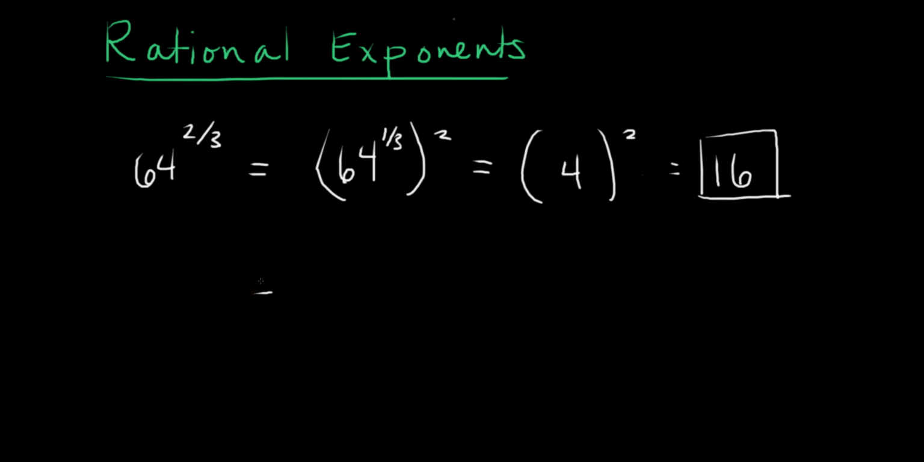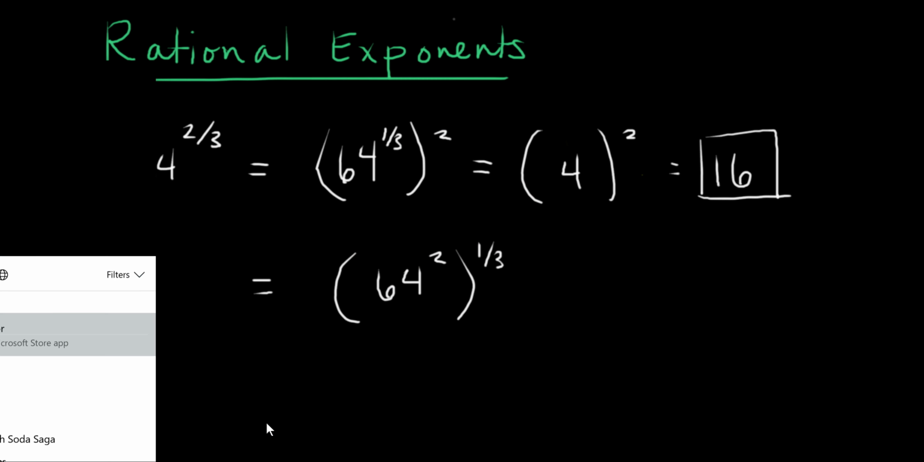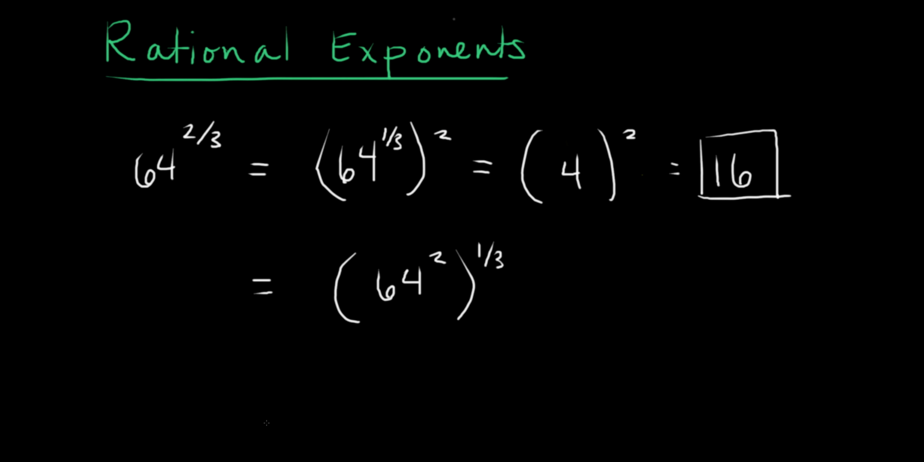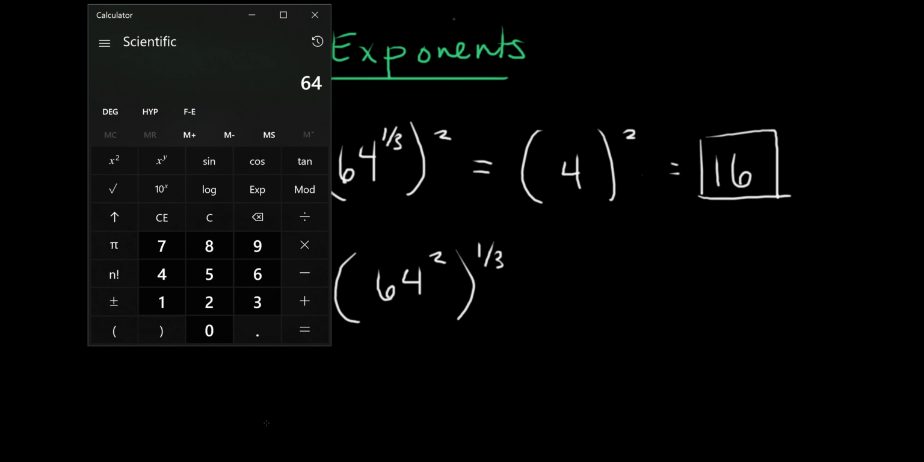But if I tried writing it the other way and did 64 squared and then took the 1/3 power, well, we have to square 64 in that case. And then we have to take the cube root of a huge number, right? 64 squared is a big number. Sorry, I have to bring up my calculator here. And let's look at it. So if we did 64 squared, it's 4,096, right?